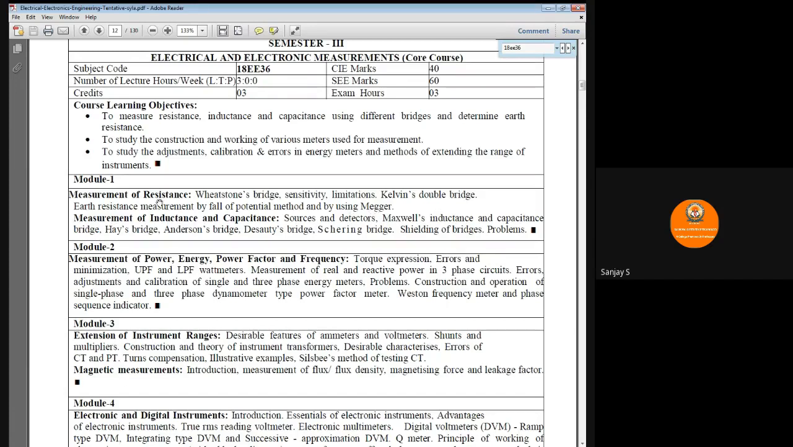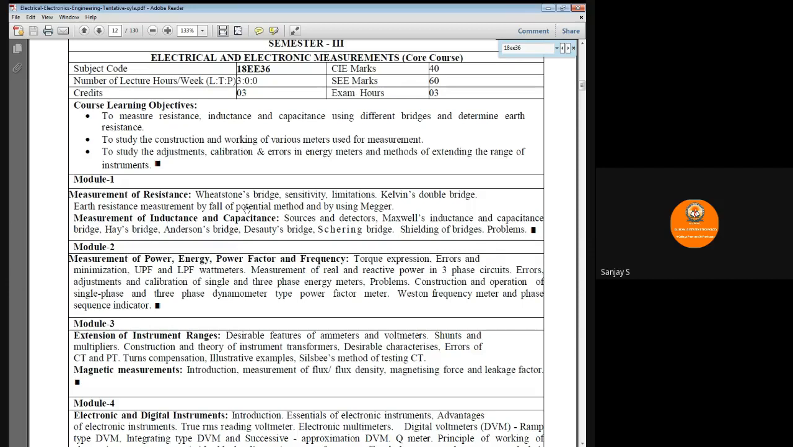Then the next part of module 1 will be measurement of inductance and capacitance, where you'll be studying about sources and detectors that you'll be using in AC bridges. Then Maxwell's inductance and capacitance bridge for the measurement of inductance. Hayes bridge, this is another bridge circuit for the measurement of inductance. Anderson's bridge, and then you'll be studying about de Sauty's bridge and Schering bridge for the measurement of capacitance. At last, you'll be studying about shielding of bridges, and finally problems.